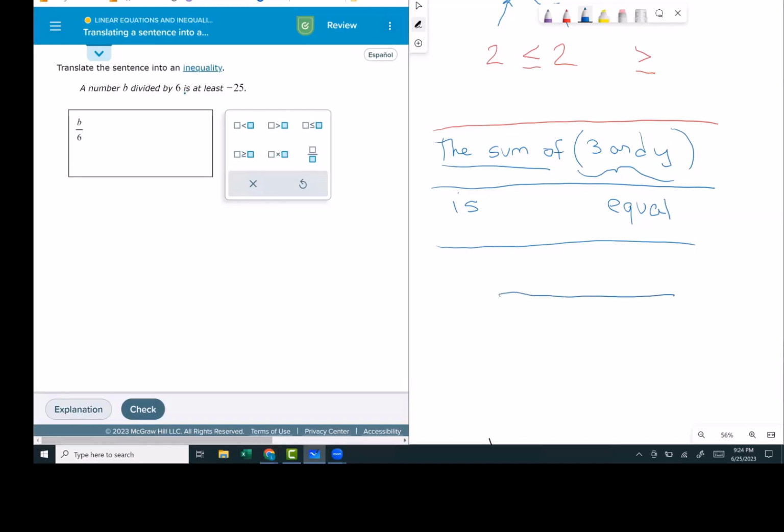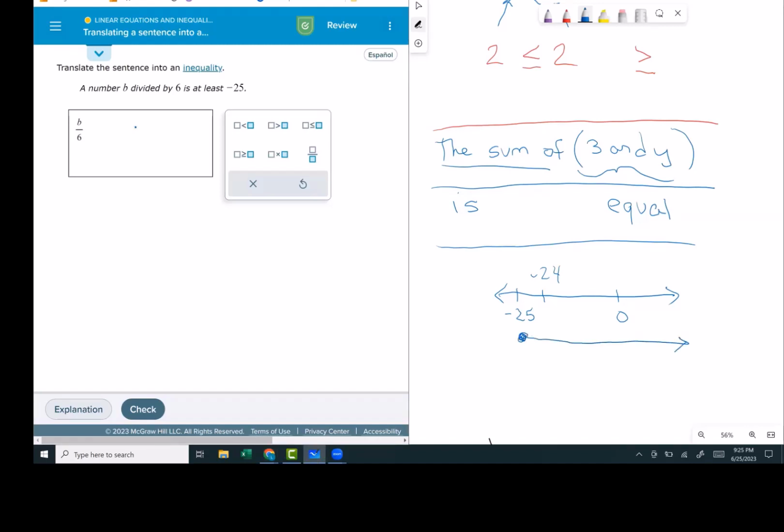I'm going to just draw a number line here. Number lines are really helpful very often, and they'll be helpful a lot in this class. Even sometimes when I do things, maybe I won't draw the number line, but I picture the number line in my head. Please draw it. I have a lot more practice. If it's at least negative 25, every number to the right of this is going to be included.